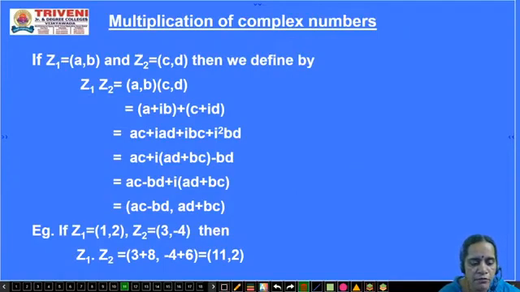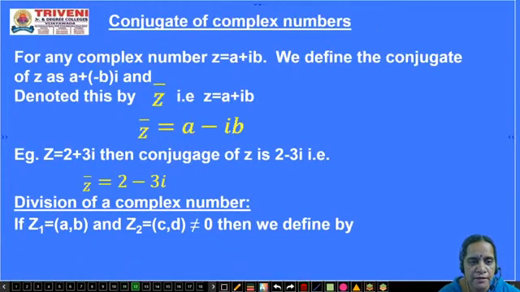Okay, and then we are going to the next topic, that is the conjugate of a complex number. The conjugate of a complex number is denoted by z bar. Suppose any complex number z is equal to a plus ib. We define the conjugate of z as a minus ib. Suppose z is equal to a plus ib, the conjugate of z, written as z bar, is equal to a minus ib.